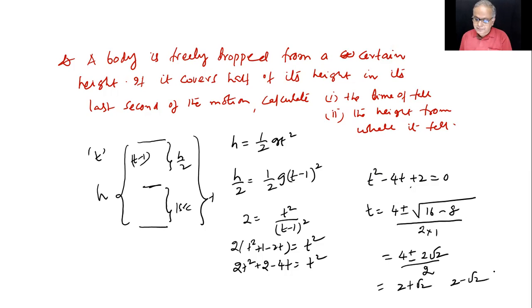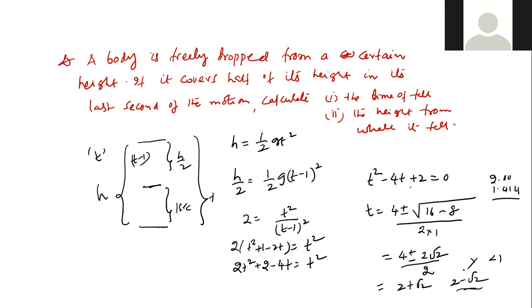So which is correct? Both are correct now, sir. Both are not correct, because 2 minus root 2 is 2 minus 1.414, which is about 0.6, less than 1. The last second itself is 1 second, so the total time cannot be less than 1, right? So this will be ignored. Yes, sir. So the answer is this.